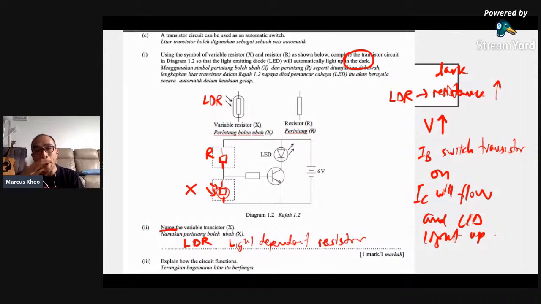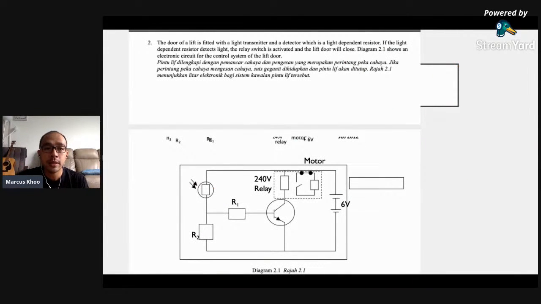That's fine. Okay, so explain how the circuit functions. You've done the exercise, so I'm just giving the basic flow over here. But don't forget this. All right, now let's talk about this.